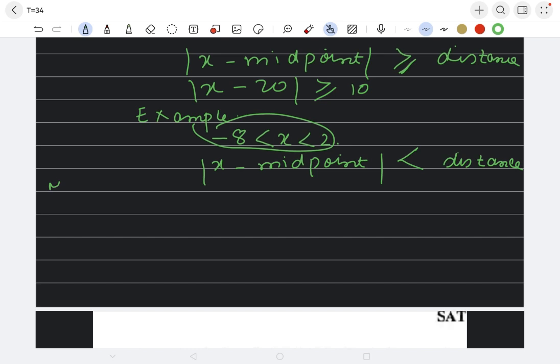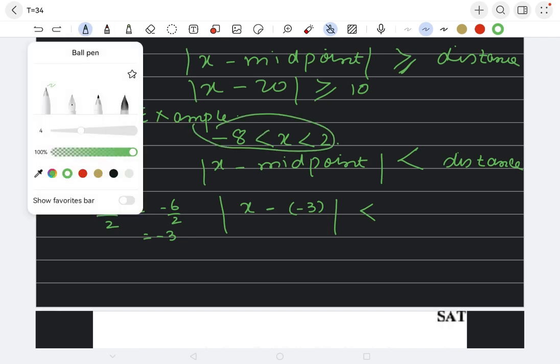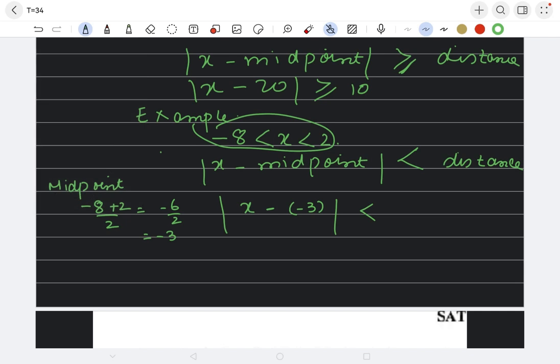So what do we have to find first? We have to find the midpoint. And what is the midpoint? Minus 8 plus 2 over 2. That is going to be minus 6 over 2, and it's minus 3. So it will be x minus 3. And what is our distance? Your midpoint is minus 3.